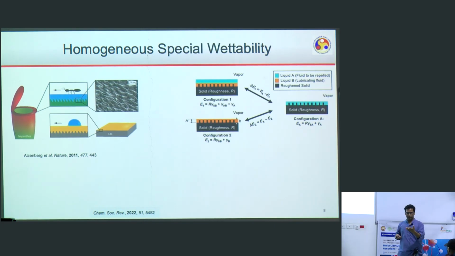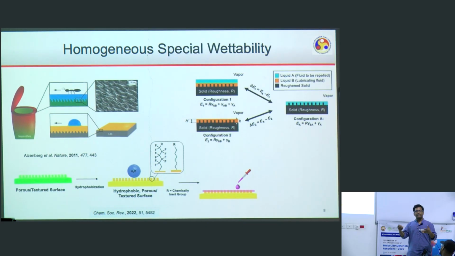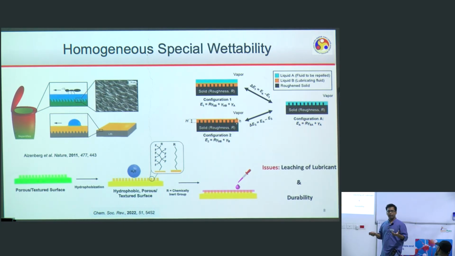As it's a wet liquid, over time it can leach out. That is the problem. But this does a lot of other fascinating, cool stuff. Since that design was introduced in the literature, people have tried many things to come up with the porous structure and complete hydrophobization and then lubrication to get the slippery interfaces. But as I said, leaching of lubricant and durability remain a concern.